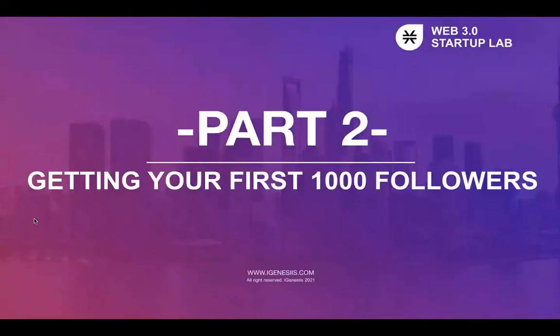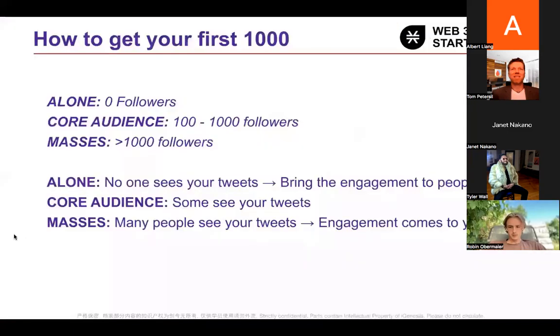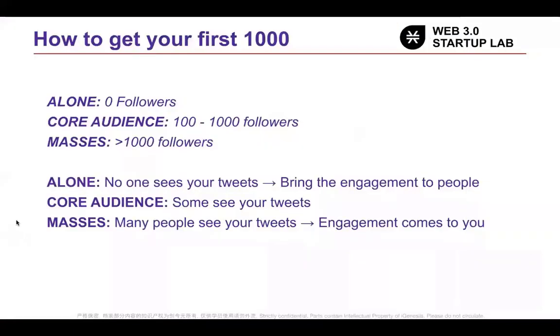All right, how to get started? You should see this process in three phases. One, alone, which is not only my relationship status, but also probably your presence on Twitter. Two, core audience, about 100 to 1,000 followers. And then three, the masses, over 1,000.